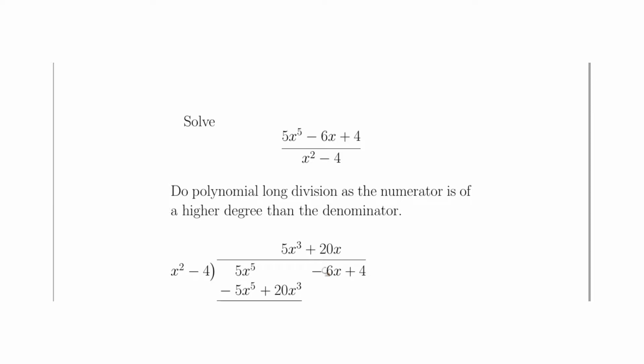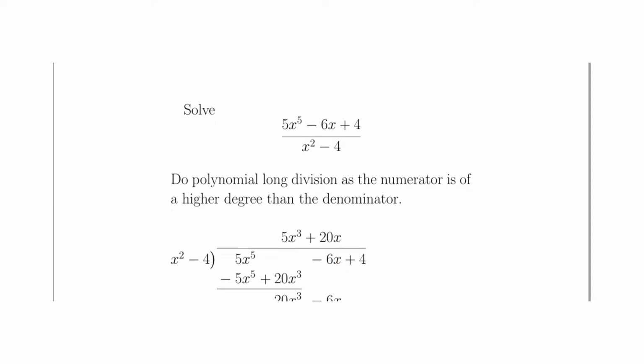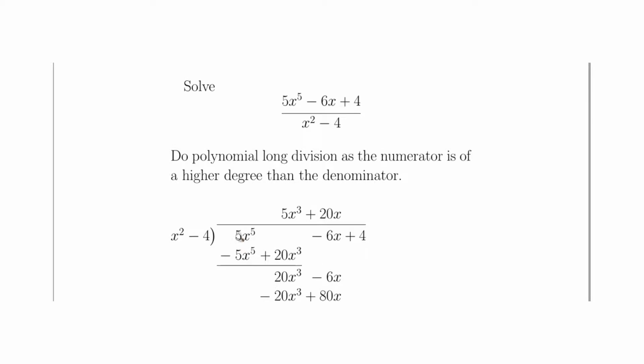And notice here that this part here is not used yet. So let's move down to the next line. So 5x to the 5 minus 5x to the 5 is 0. And here we could put in a 0, but we just leave it blank. So 0 plus 20x cubed is just 20x cubed. So now this is our next bit we're interested in, 20x cubed.